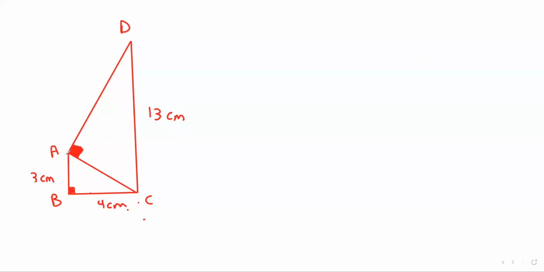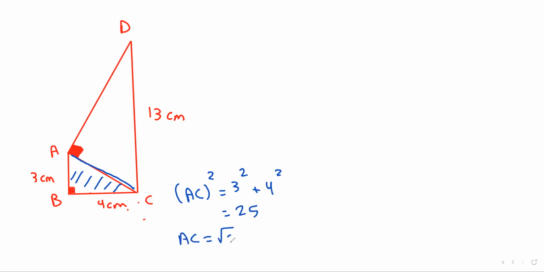I want to get AC and AD. So firstly, look at this triangle. This triangle is right at B. So this side is the hypotenuse. So we can find AC by using Pythagoras. AC to the power of 2 equals 3 to the power of 2 plus 4 to the power of 2. 9 plus 16, 25. So AC is the square root of 25 equals 5 centimeters.